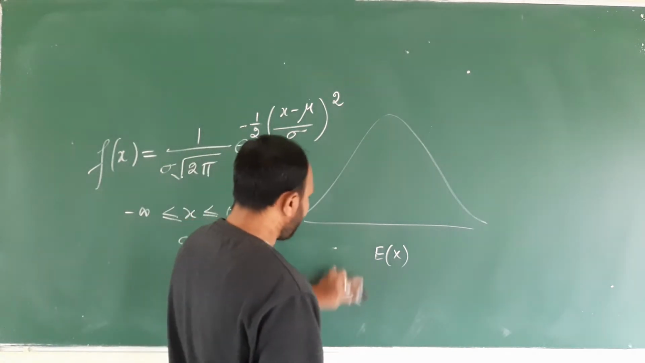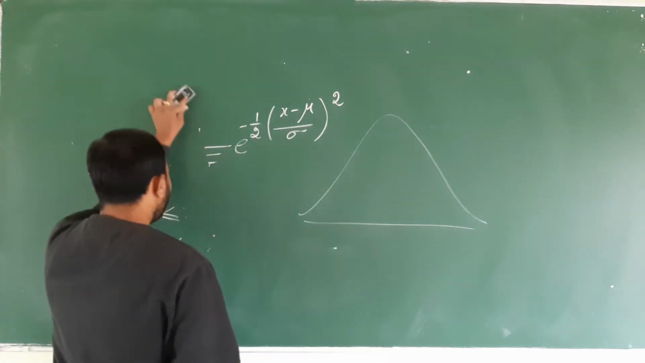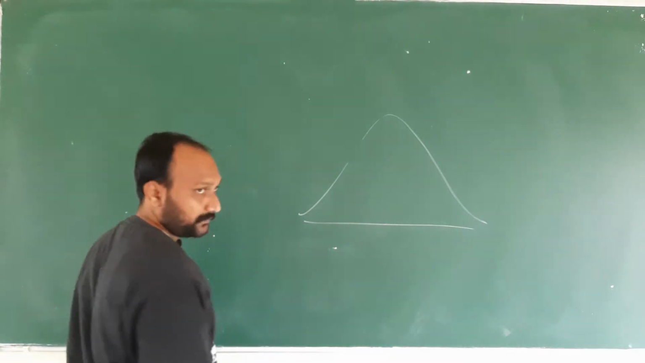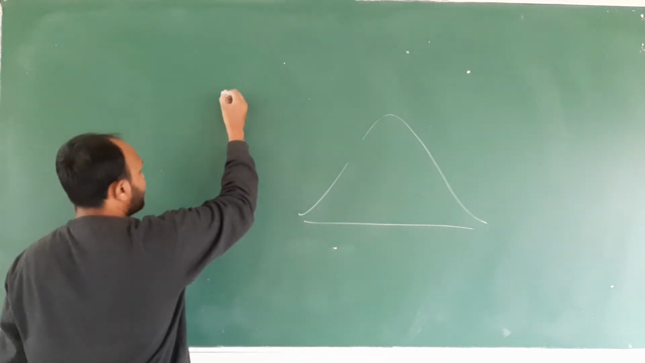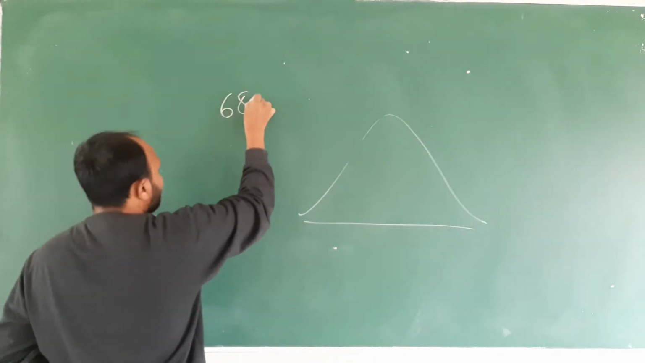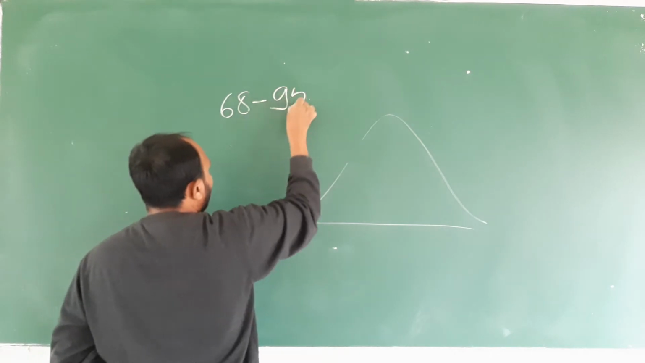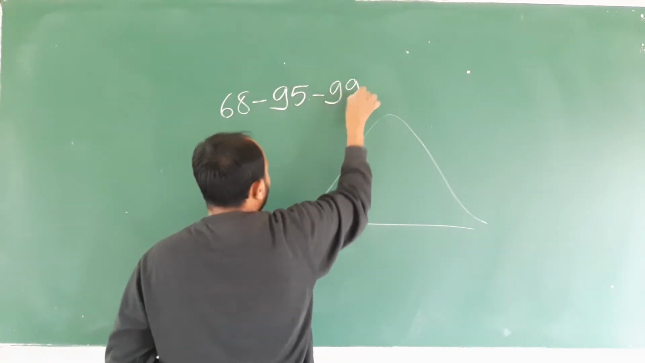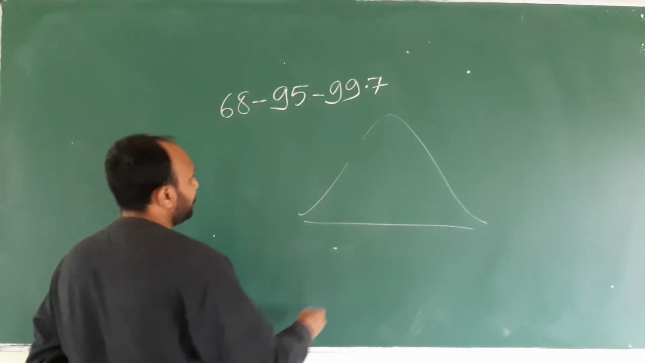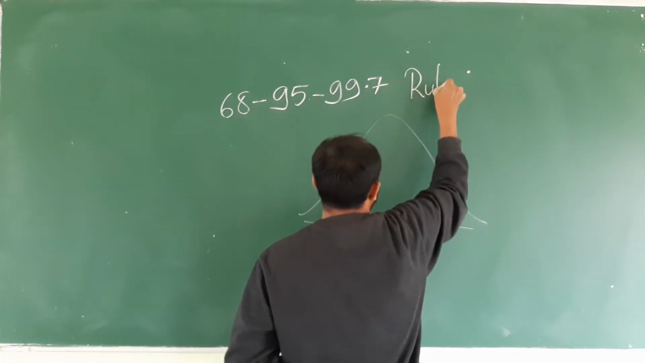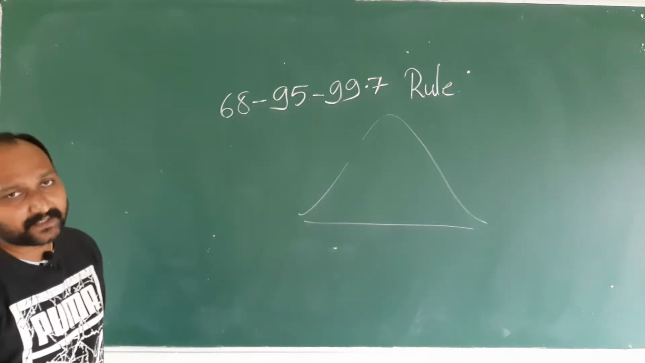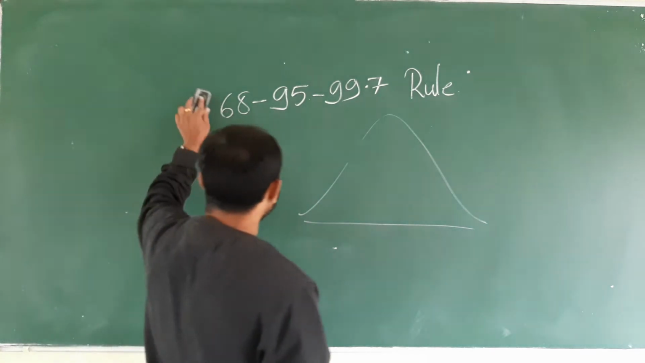So in today's video, let us study a very important rule. That rule is referred to as the 68 95 99.7 rule. This is a very important rule. Usually this rule is referred to as the 68 95 99.7 rule. So what is this rule?